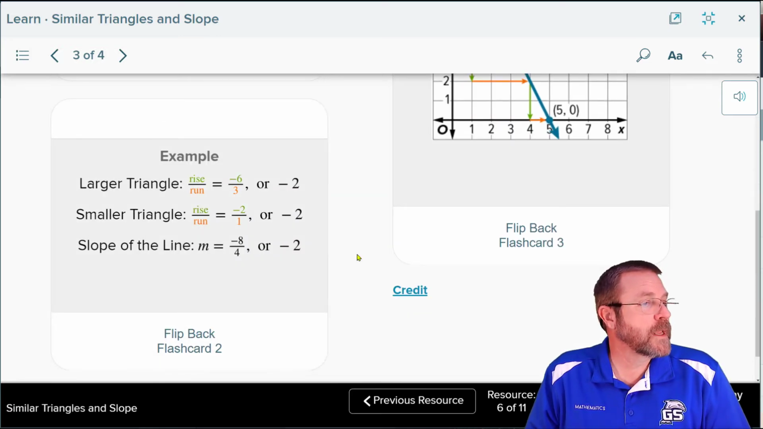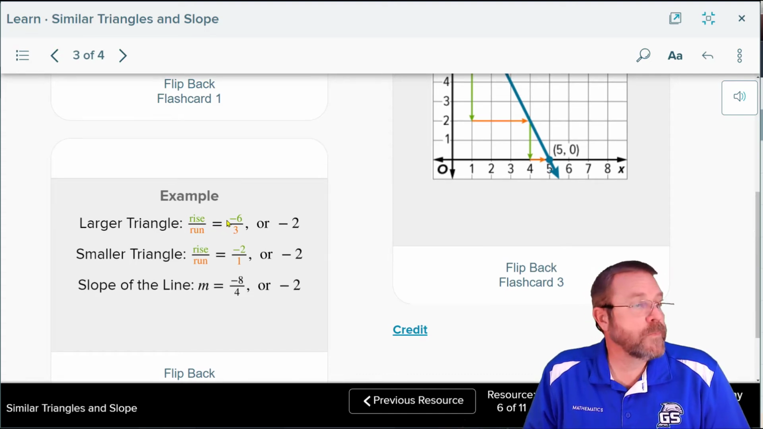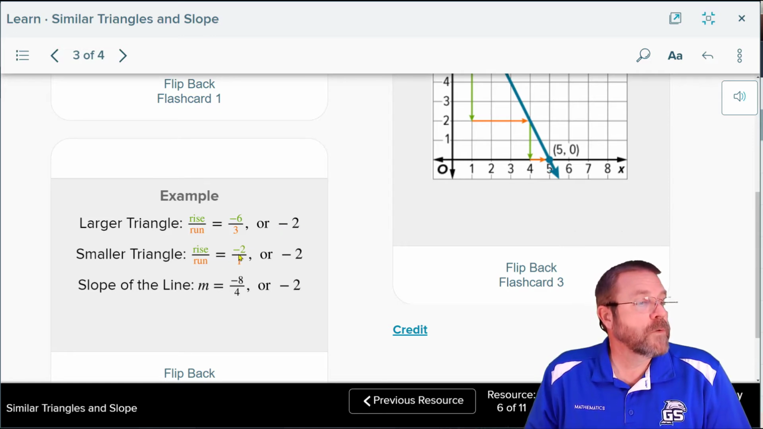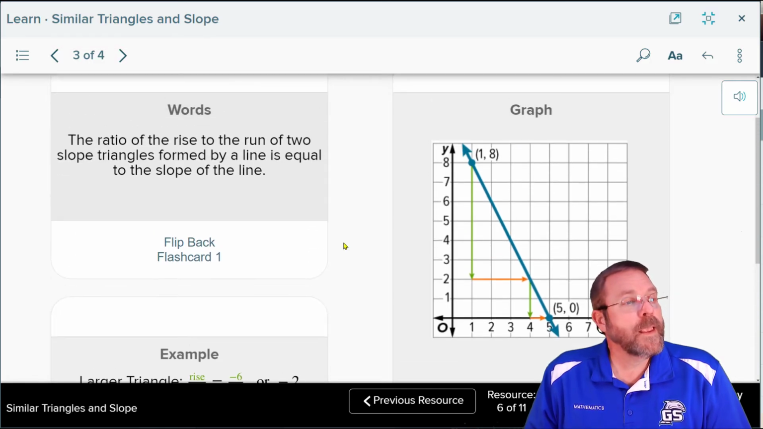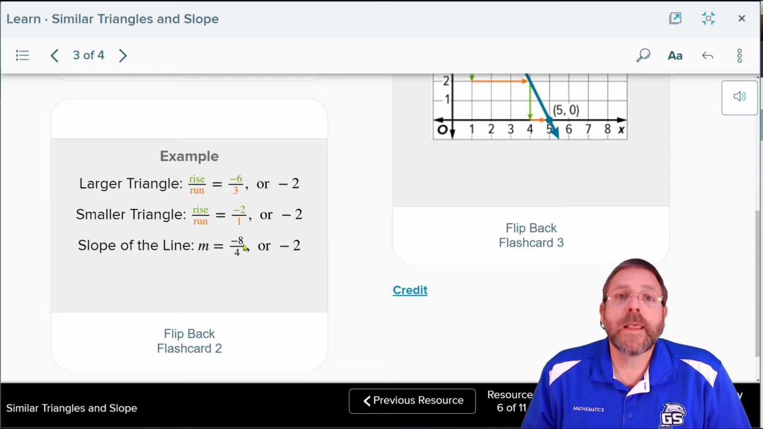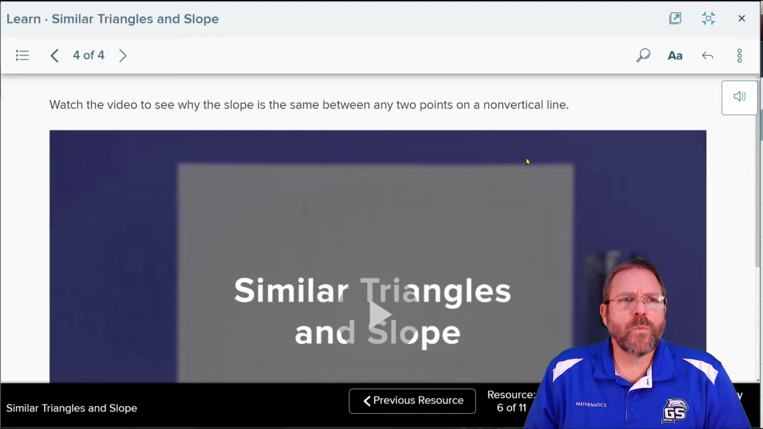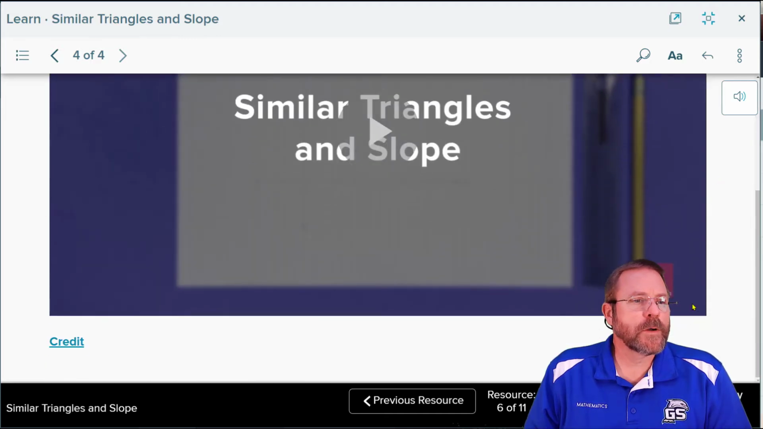And then for an example, if you were to take the large triangle and find its slope, you do rise divided by run, you get a slope of -2. If you took the little triangle, found its slope, you do a rise divided by run, you get -2. And if you took the slope of the whole line going from this point down to that point, you still do rise divided by run, and you still get the same -2 for a slope. Now let's watch another video put on by our textbook.